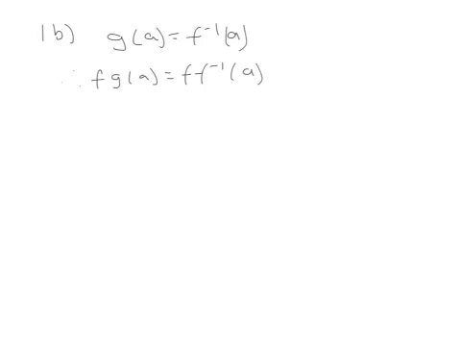For part B, there's two ways of doing it. We're told that g of a equals f minus 1 of a. So I could do f of both sides. And obviously f followed by its inverse function is the function itself. So fg of a equals a. And that's the equation we've just solved.